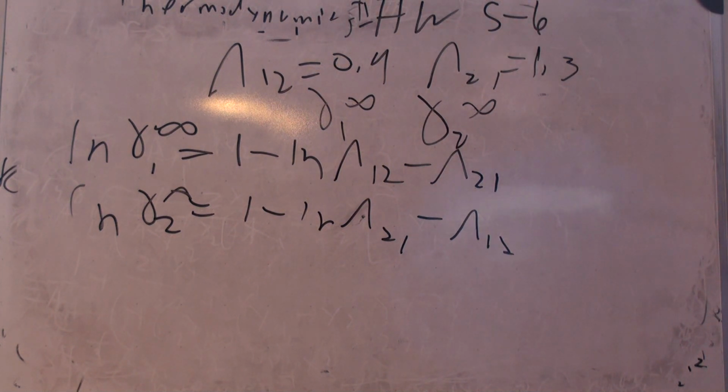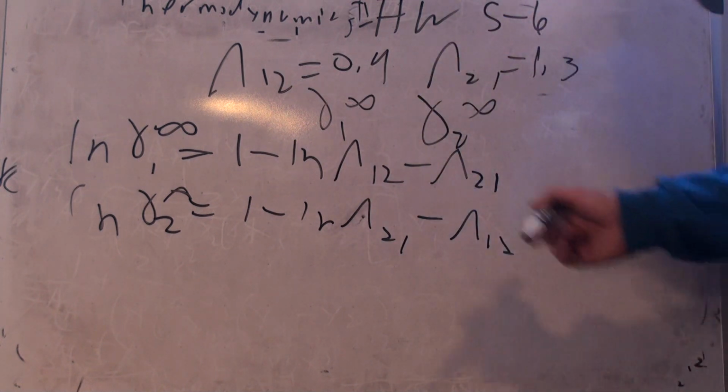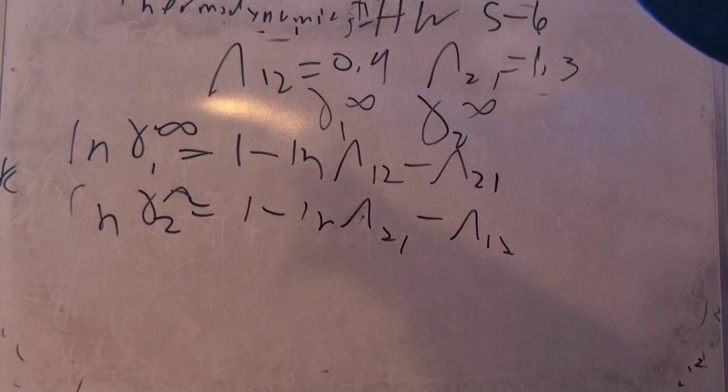Well, I know what lambda 1,2 and lambda 2,1 are, so I can just plug those in to get natural log gamma 1 infinity and natural log gamma 2 infinity. Okay. So that's easy enough. Now I can just treat this as a normal problem in terms of I have gamma 1's infinities and gamma 2's infinities, which is also like number 2, but we're doing it for our Van Laar. In that case, we'll go through the steps.